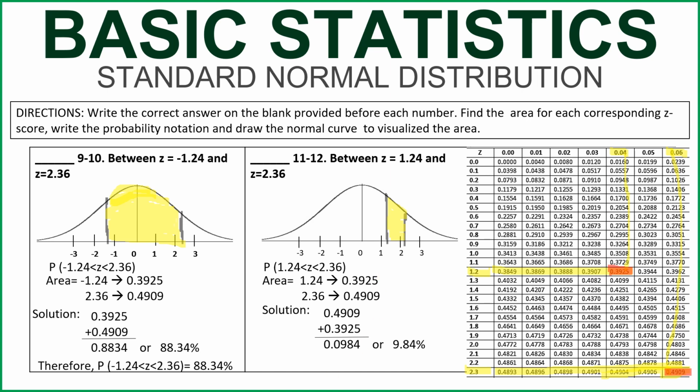This is subtraction. Take note, that is subtraction. So we subtract 0.3925 from 0.4909, and the answer is 0.0984, and that is equivalent to 9.84%. Thus, we can say that the probability wherein the z-score is greater than 1.24 but less than 2.36 is 9.84%.